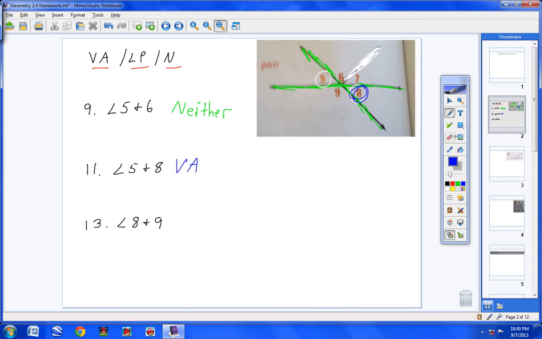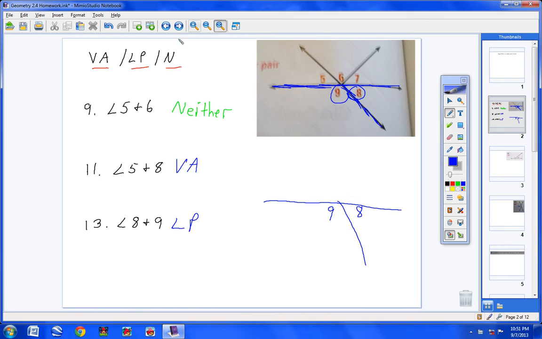Now look at angles 8 and 9. Let's go ahead and erase this so it's not so sloppy. 8 and 9. Now that's a linear pair. Look, students, I have a straight line with how many rays coming off of it? 1. It looks like this. Here's your straight line with a ray coming off of it. Here's angle 8. Here's angle 9. That's definitely a linear pair. Definitely.